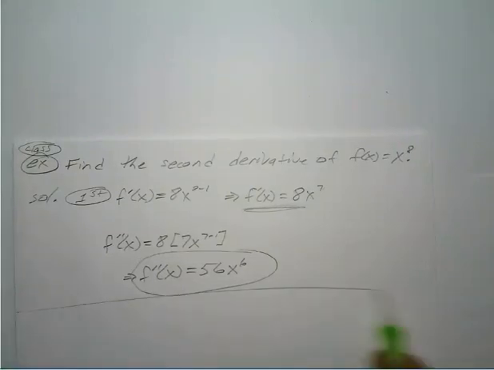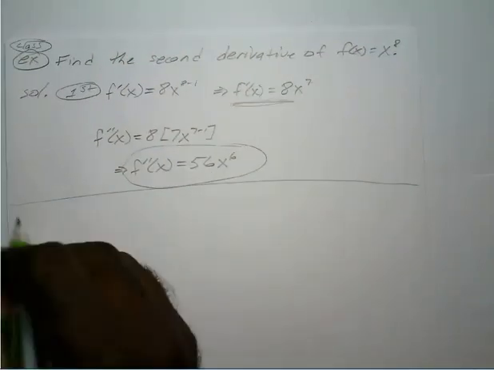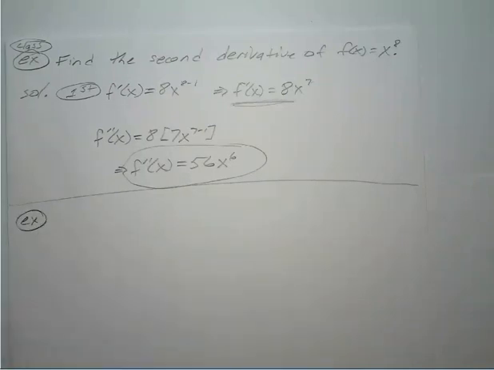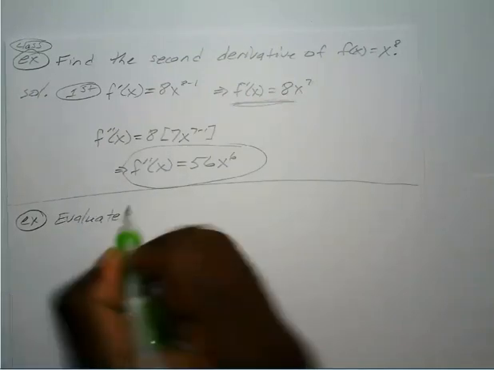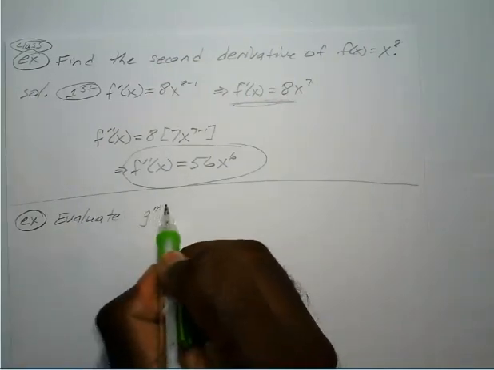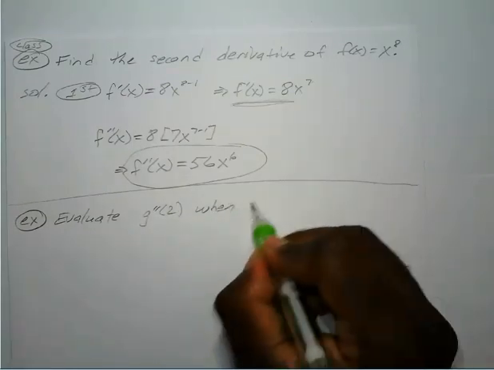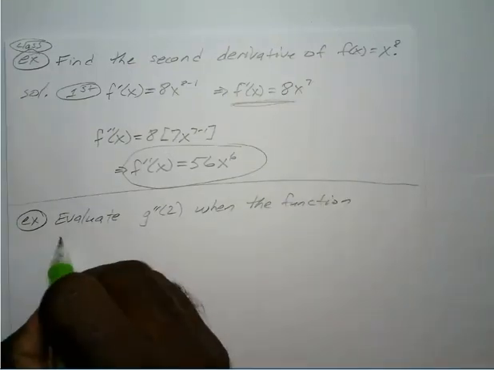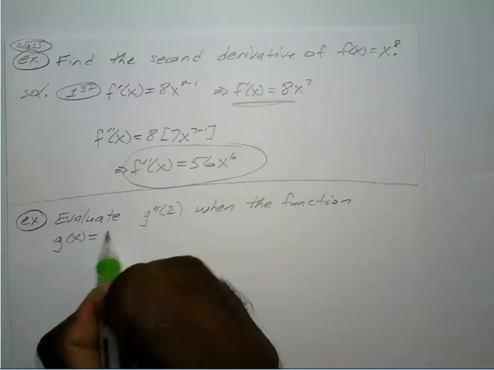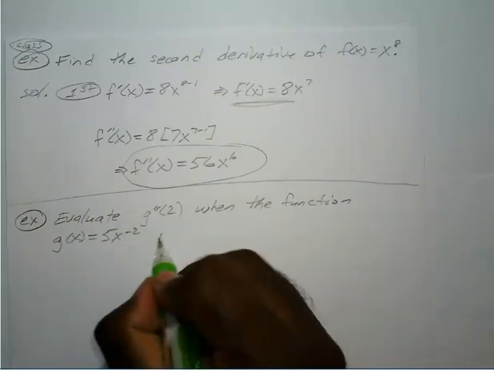Alright, so let's go ahead and move on to our next example. Still have plenty of room on this page, so you don't have to press pause if you're still writing. Okay, so what if we evaluate the second derivative at x equals 2 when the function g of x is equal to 5x to the negative 2 power is given.